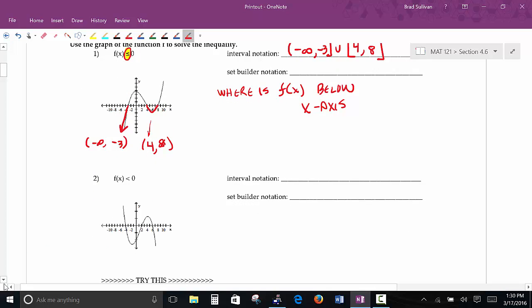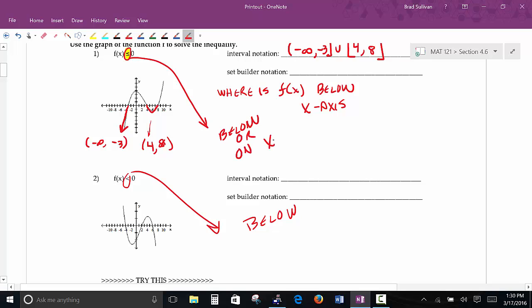Now the next problem is the same thing. What you're going to do on this just means where it's below. This problem right here, what it really means, you might write a note, is below or on the x-axis. That's why I did brackets, because there are places where it's on the x-axis. But this one is below only. So we name this in an interval. We've got that slice right there, and we have this slice right there. We'll go back and do the set builder here in just a minute, and I'll show you that because I want you to know that too.